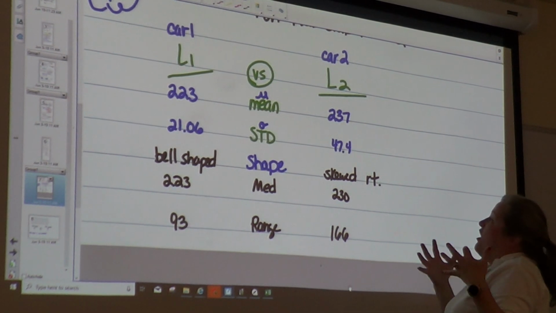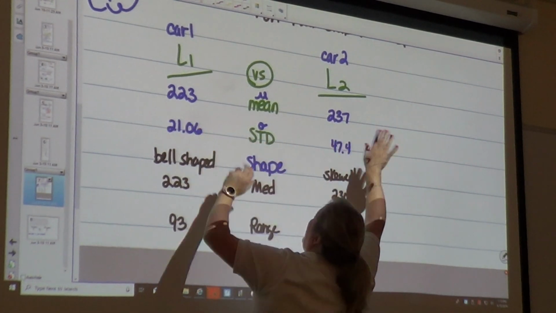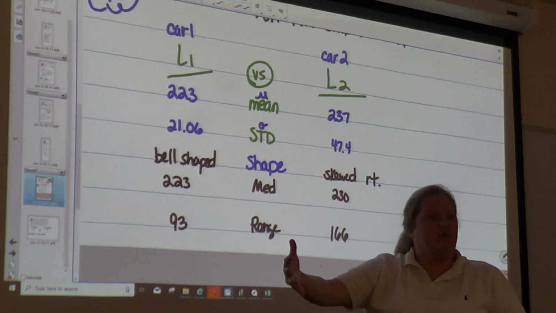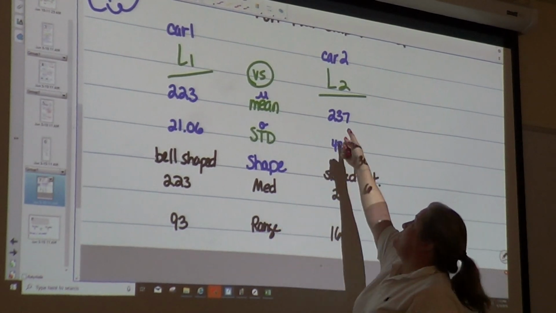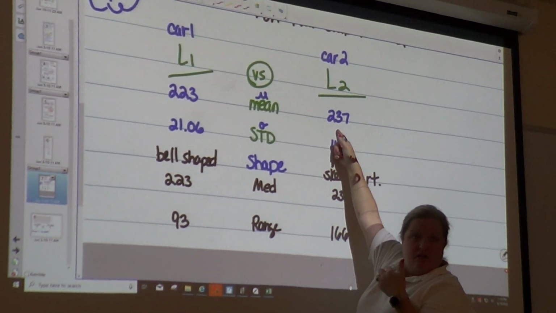Now, let's talk about it for a minute. The averages, this one had a little higher average. So we're talking about cars. How far can a car go on 10 miles a gallon? So this one can go a little bit further, which makes that car look good, right?